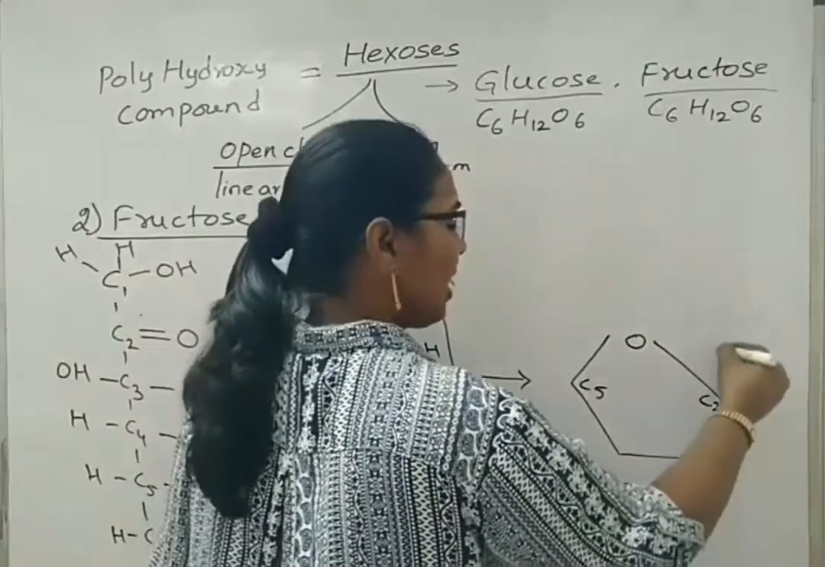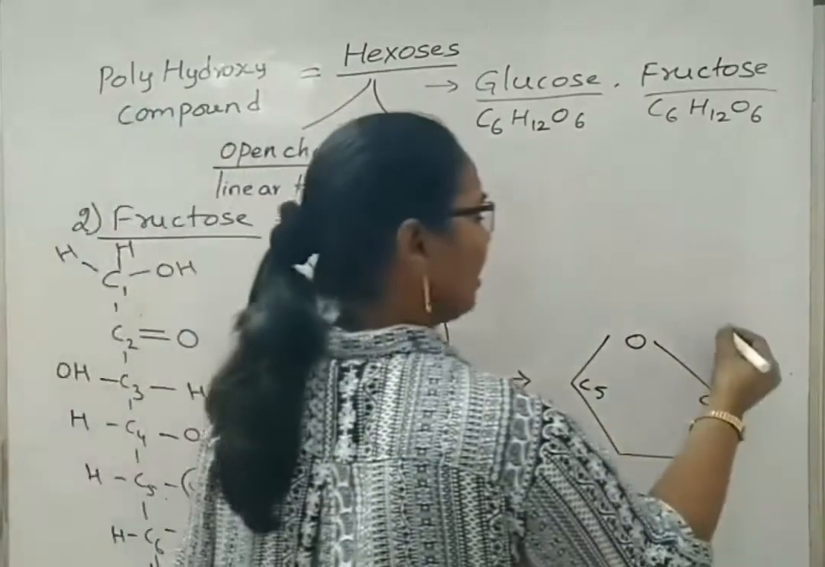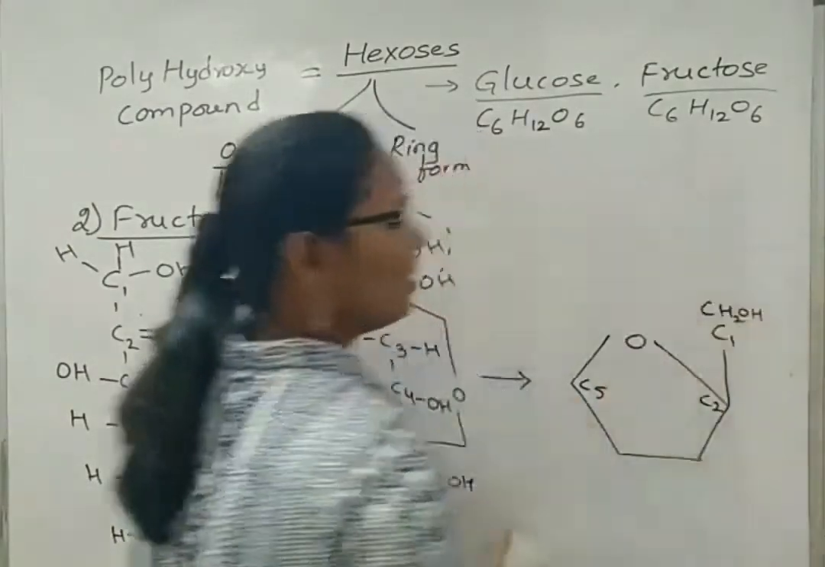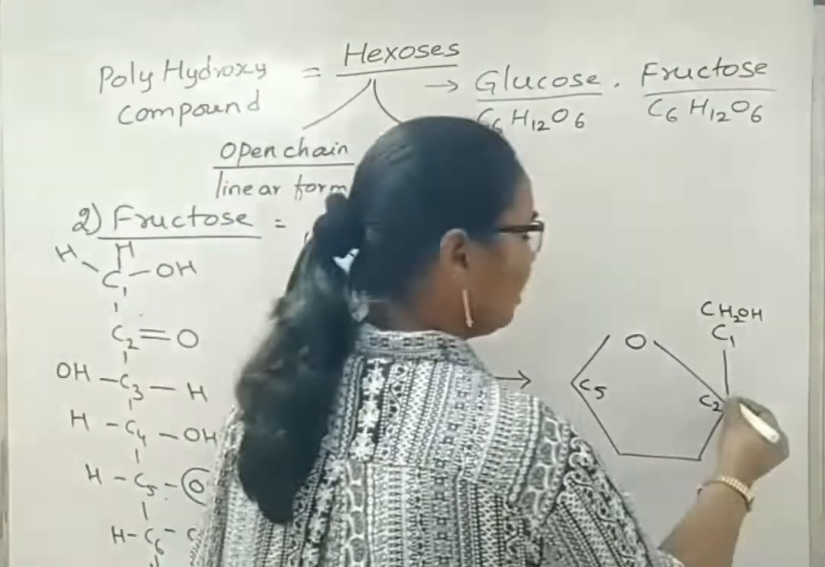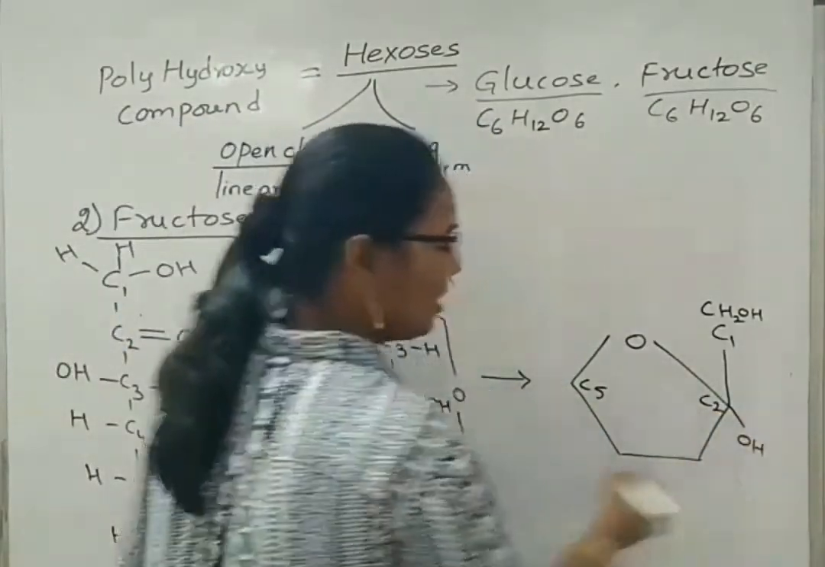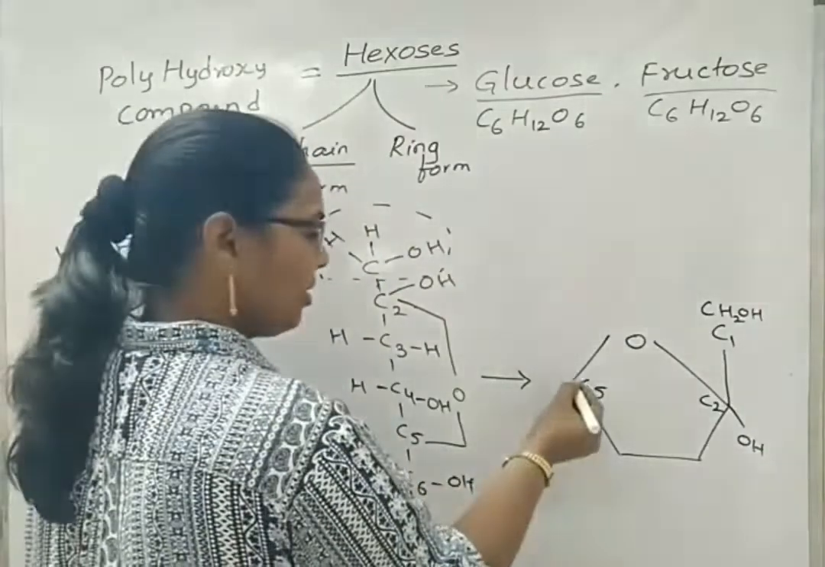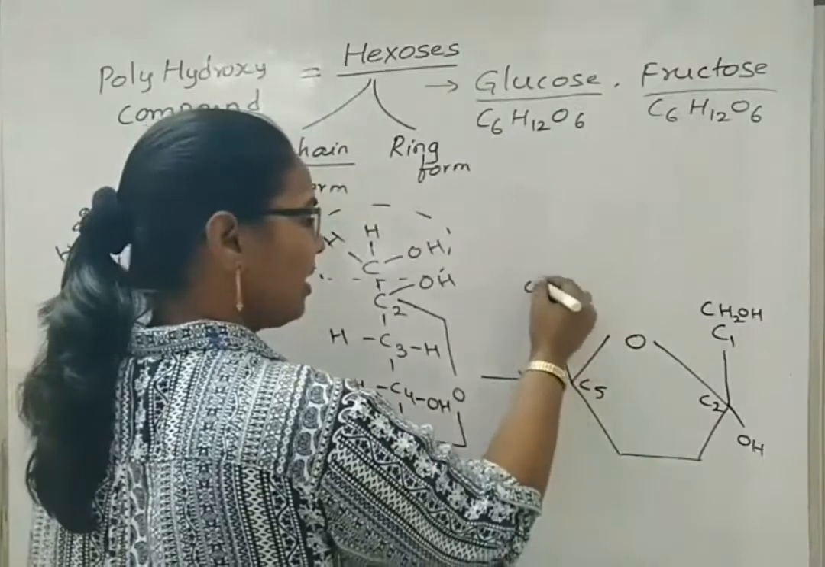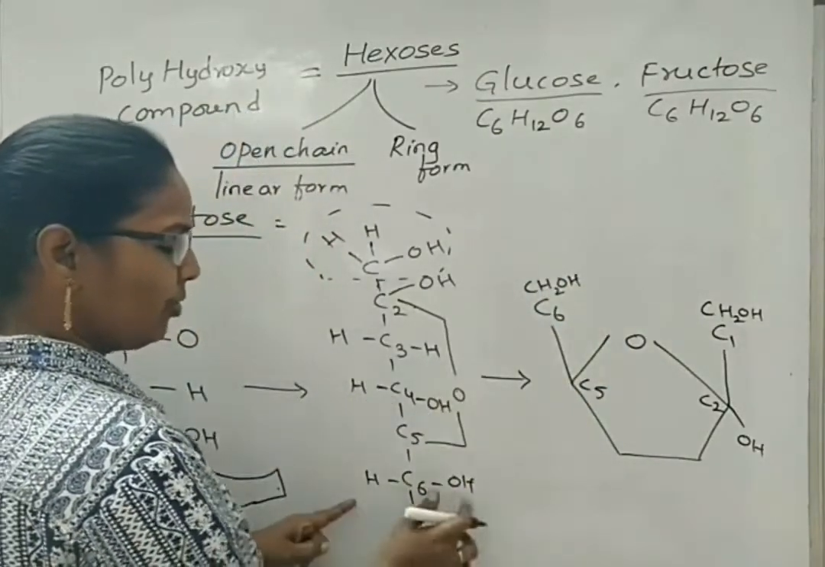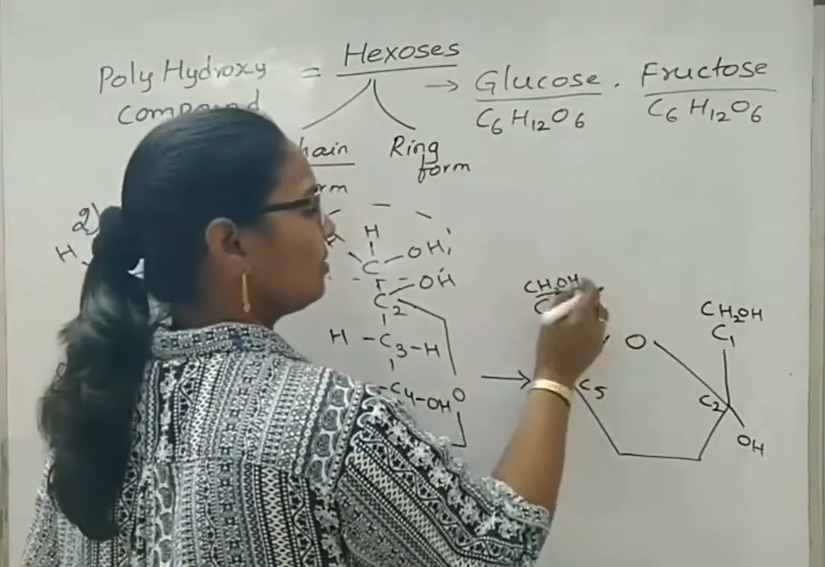Carbon 2 has one branch-like structure of carbon 1 where the group is CH2OH. Now, what about this OH? This OH we can represent here. Now, at the fifth carbon also there is a branch with the help of carbon 6. Again here also CH2OH exists. That I have written here.